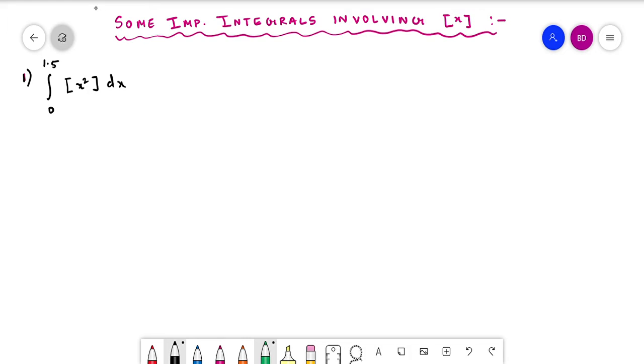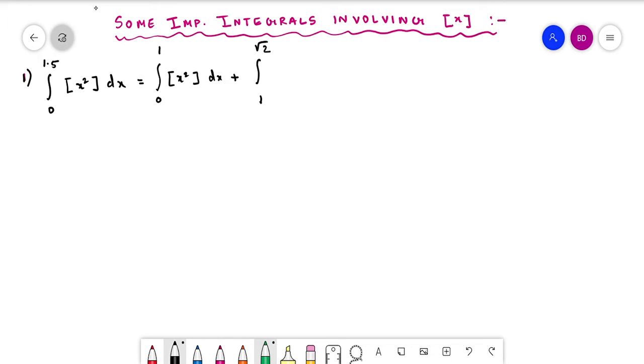Now first, I'll divide this interval 0 to 1.5 into three subparts. What are the subparts? First, 0 to 1, box x square dx. Then, this is important, 1 to root 2. You might think that we should go from 1 to 1.5.